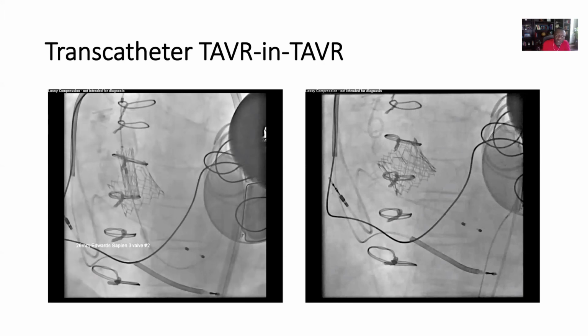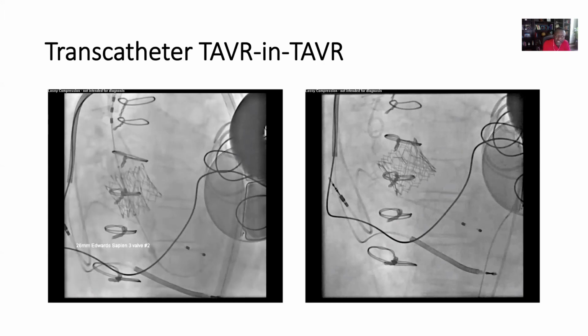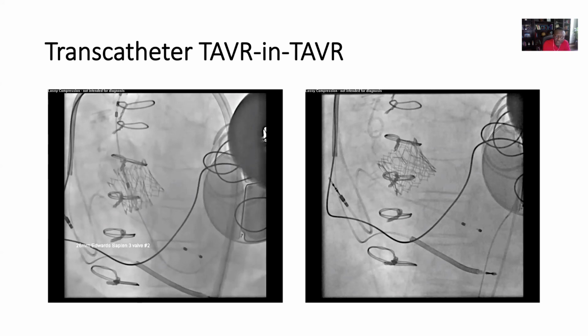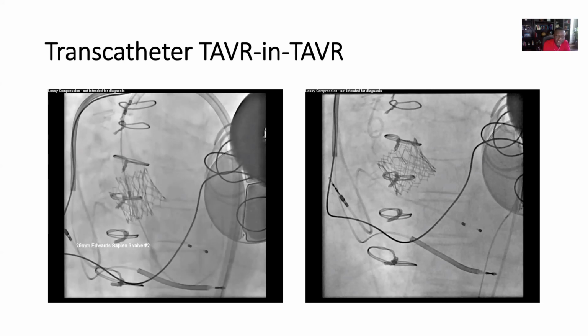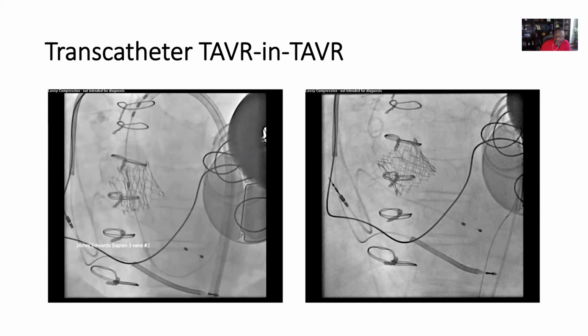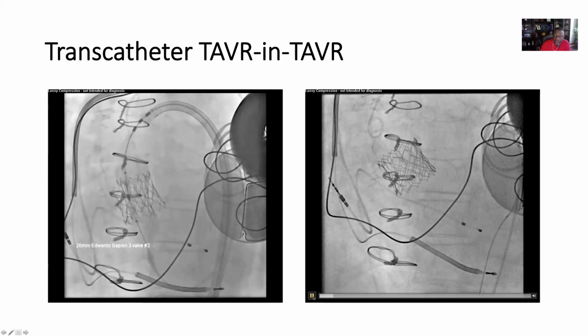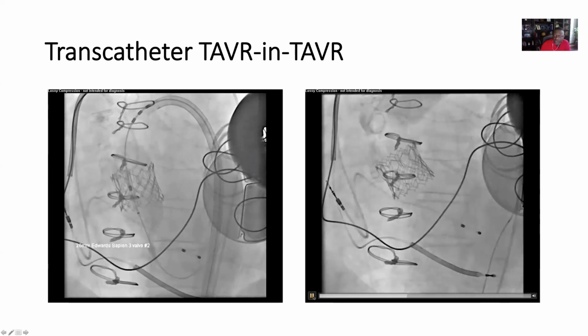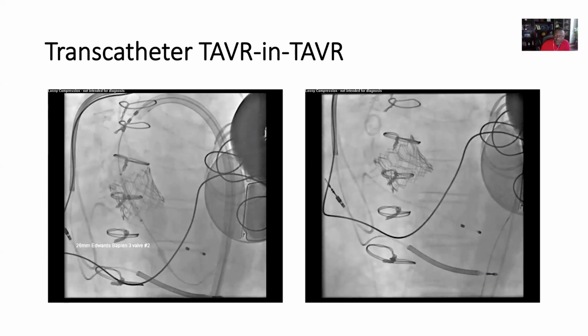This is also a TAVR-in-TAVR for the earlier patient that we talked about, where we put a new 26 SAPIEN 3 into the existing prosthesis, and that really took care of the problem, and the follow-up angiogram did not show much aortic insufficiency.